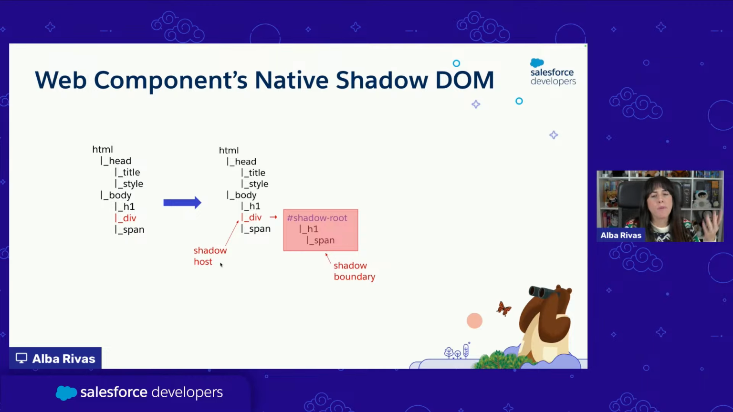Here we have some concepts. When you add a shadow DOM tree to an element, the element becomes the shadow host. And that shadow DOM is surrounded by a shadow boundary, which is like the protection that is added to it, so that the CSS styles don't leak into the component and so on.